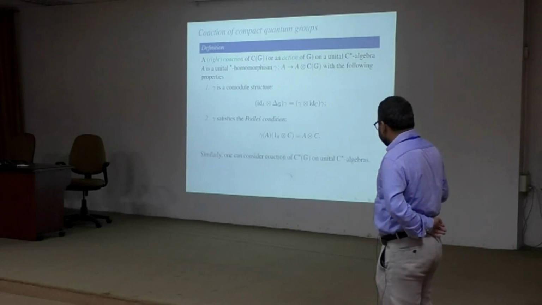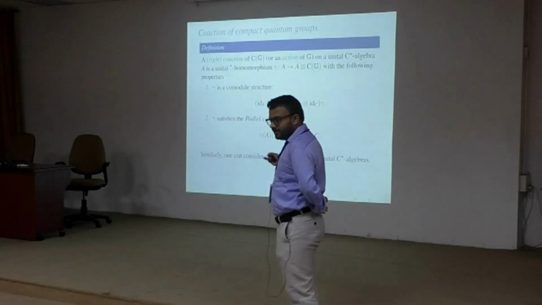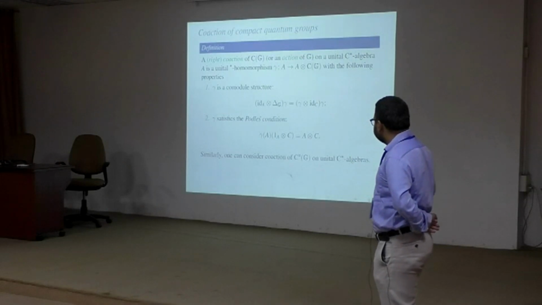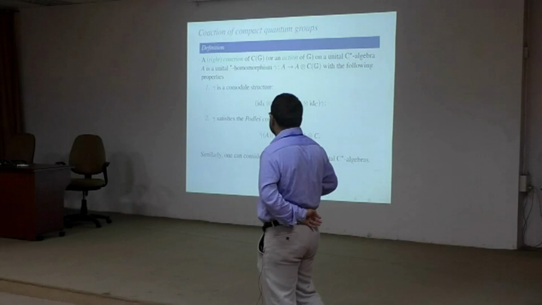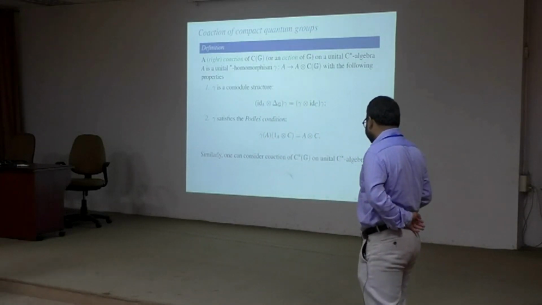Similarly, one can talk about the coaction of the universal one. As I mentioned, for an infinite discrete group you have two versions of compact quantum groups. Similarly, for any quantum group you can talk about the reduced version and the full version. So one can similarly define the universal version as well.